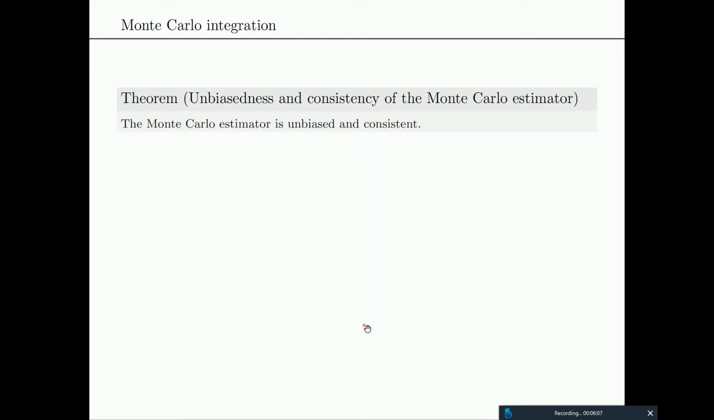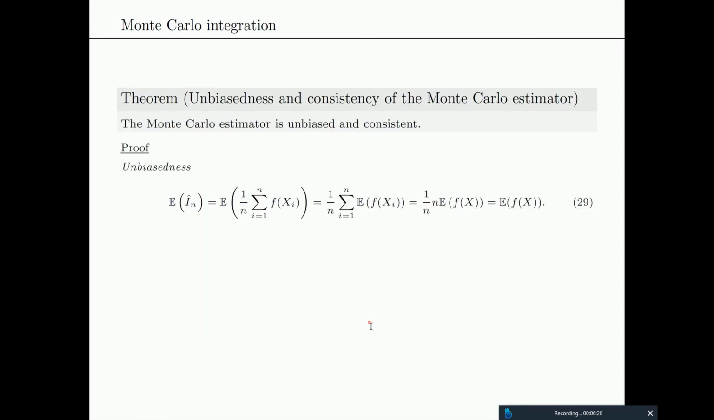Now, because, and actually we already know this, the sample mean is an unbiased and consistent estimator of the expected value. So the Monte Carlo estimator is also unbiased and consistent, and in an unbiased and consistent way, estimates the integral of interest. So this is the same proof as we've seen before.